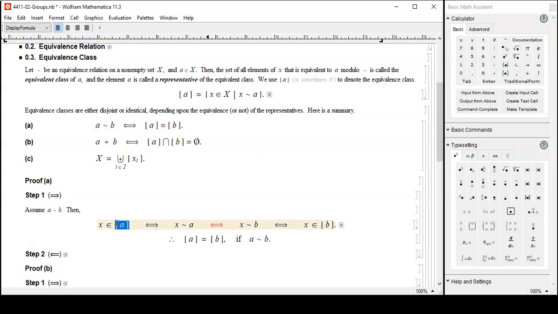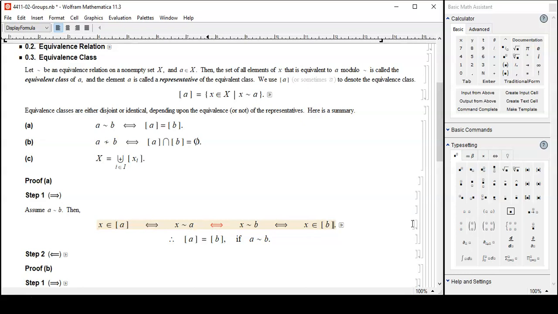Basically this. If X belongs to bracket A, then X belongs to bracket B, and vice versa. X belongs here if and only if X belongs there. But then again, what do you mean by X belongs to the bracket A? X is related to A. You see, that's a condition. And X belongs to this bracket B means X is related to B. Now, are these two equivalent, as I highlighted in this red?